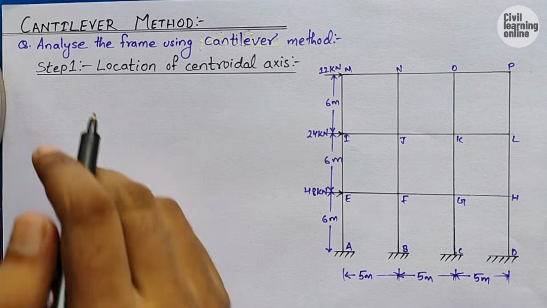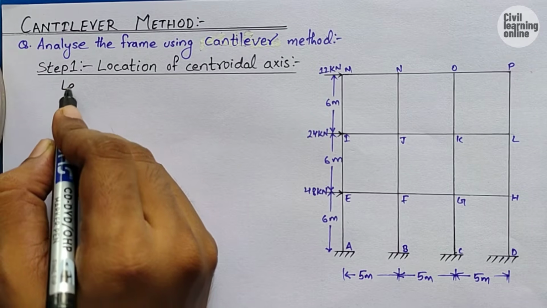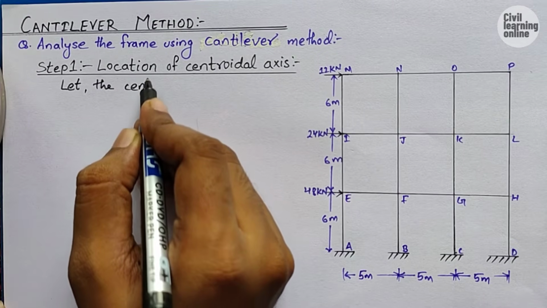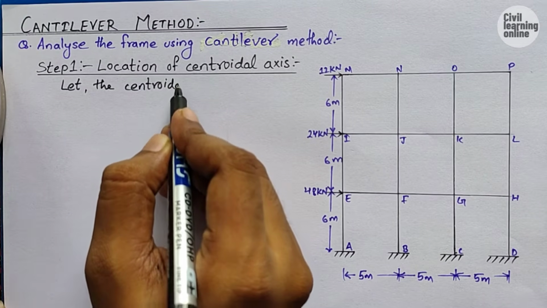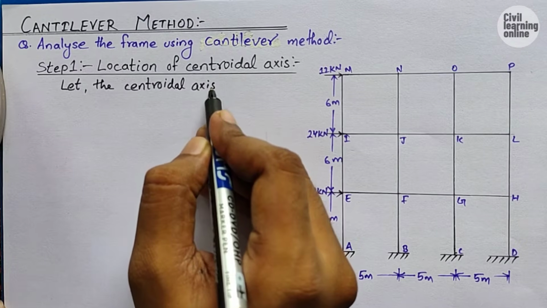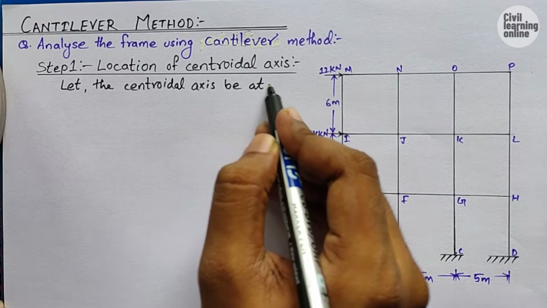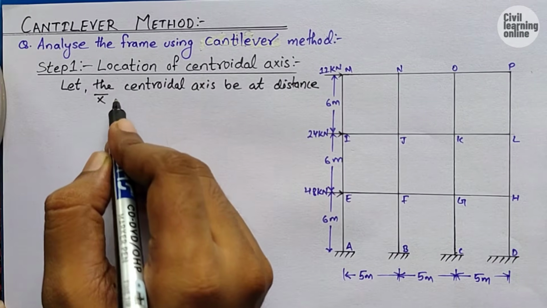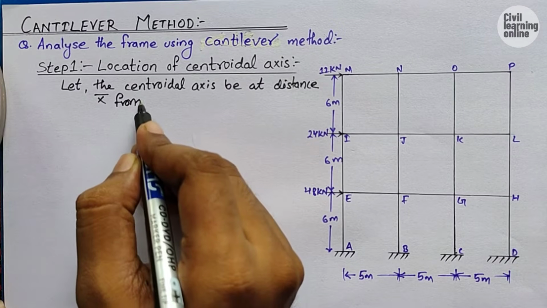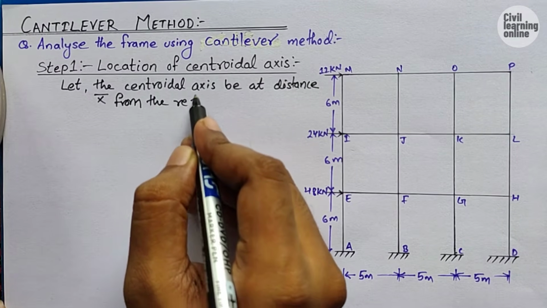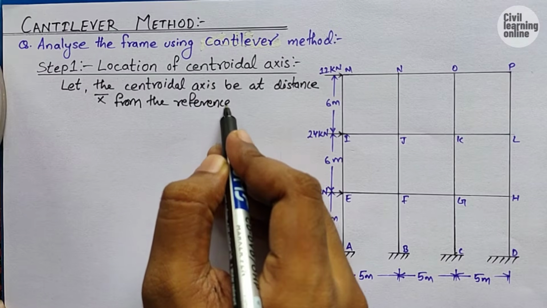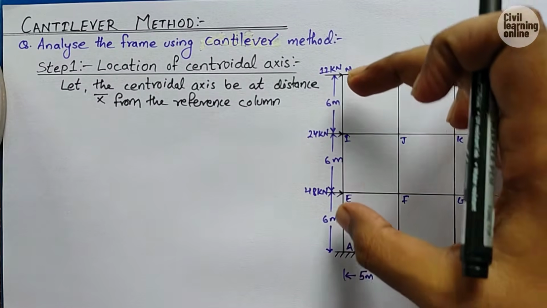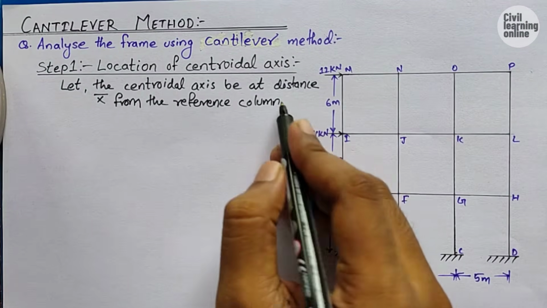For locating the centroidal axis, draw a line here. Let the centroidal axis be at distance x bar from the reference column. I am taking reference column MIEA.